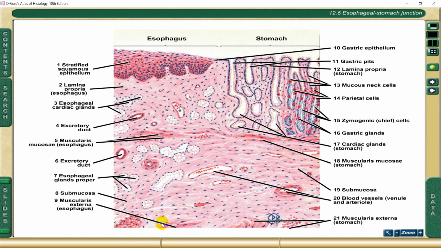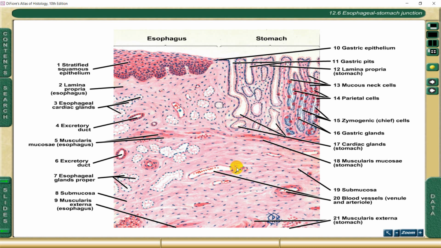Muscularis externa is just smooth muscle fiber in the inner and outer. In the submucosa, there are the esophageal proper gland and the esophageal cardiac gland. This esophageal cardiac gland is just in the region near the stomach.